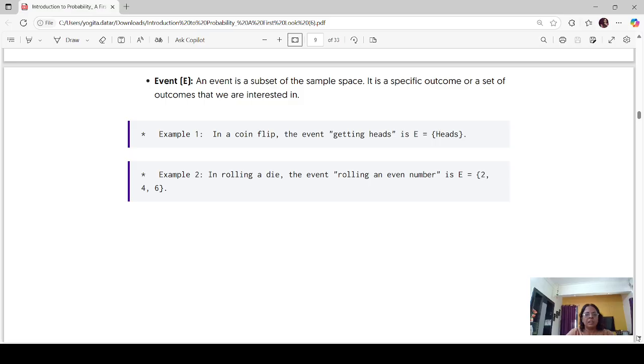Now what is an event? An event is a subset of the sample space. It is a specific outcome or a set of outcomes that we are interested in. Suppose we have thrown a die and we are interested in getting only the prime numbers. The sample space of throwing a die has 6 numbers, 1, 2, 3, 4, 5, 6. Out of these, 2, 3 and 5 are the prime numbers. So in that case, the event E will have the elements 2, 3 and 5. So an event is a subset of the sample space.